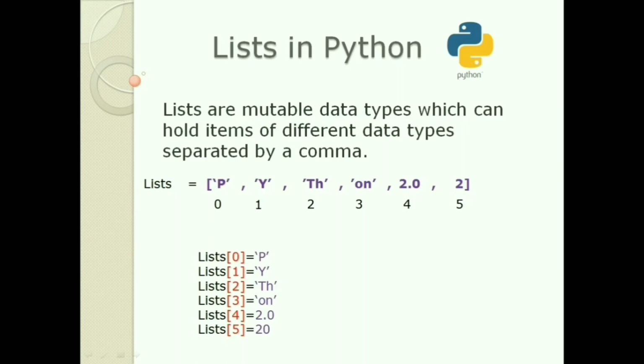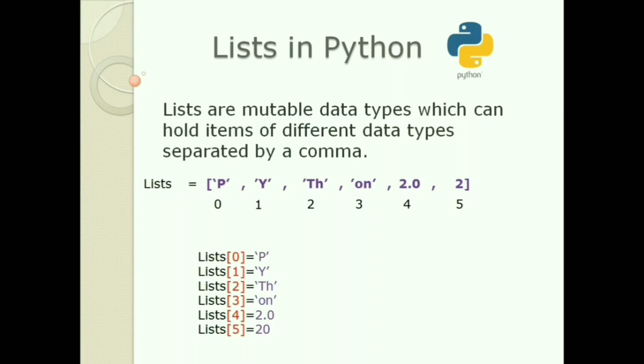Here is an example you can see. Lists is the name given for the list, and you can see here in 0, 1, 2, 3 I have stored strings, in 4 I have stored a floating point value, in 5 I have stored an integer value. So this is how the list will store the values in the memory. I would like to explain the concept of list with the help of sample codes.